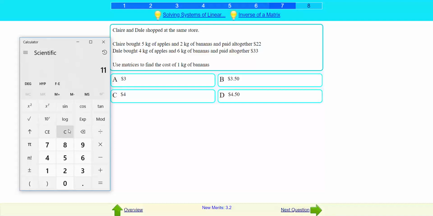This is in row echelon form. This is in Gaussian elimination. So if we take the second equation, the second row, we have b. So we have b equals 11.